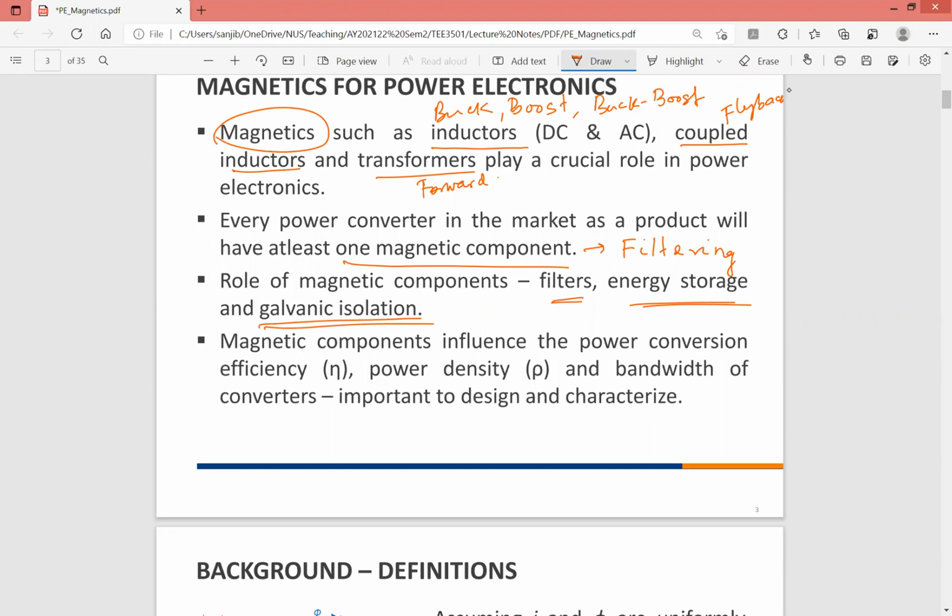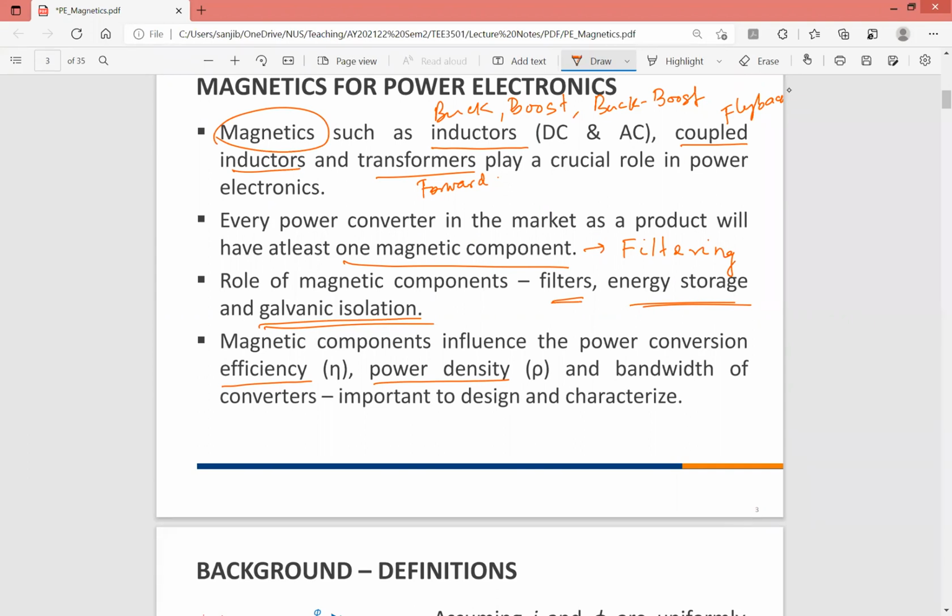The magnetic components influence the power conversion efficiency, power density, and bandwidth. This is an important concept: efficiency, like I said, means you need to minimize the losses, and one possible lossy element is the inductor. So you have to design it properly so that the loss in the magnetic element is minimum. Similarly, the size of the inductor adds to the size of the converter, right? If you have a large bulky inductor, then it takes a substantial amount of volume of the overall converter.